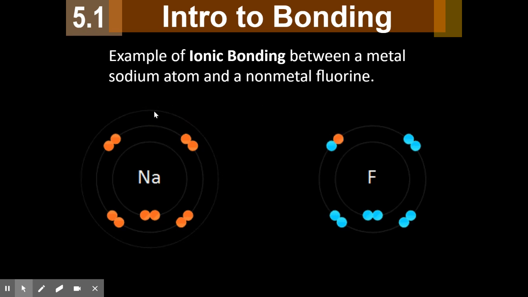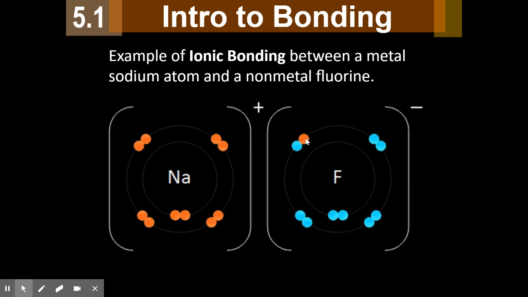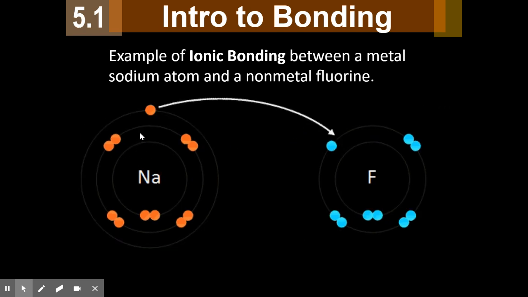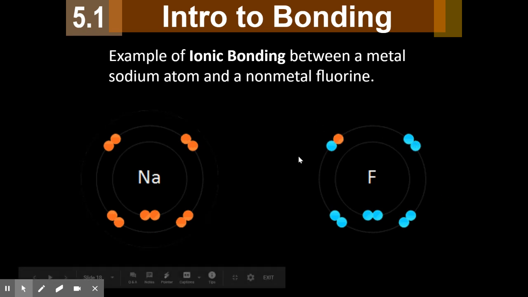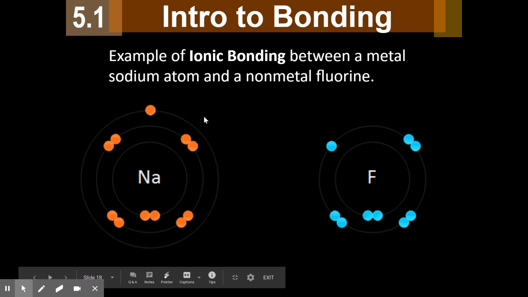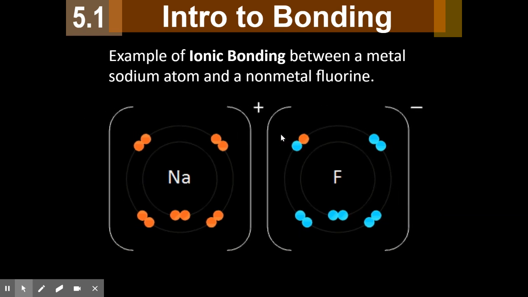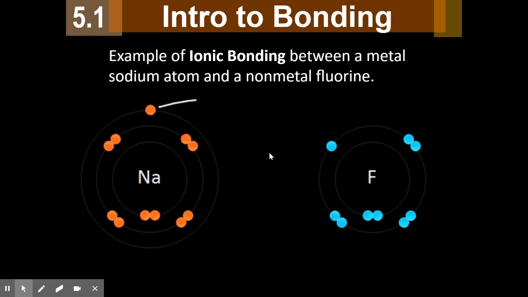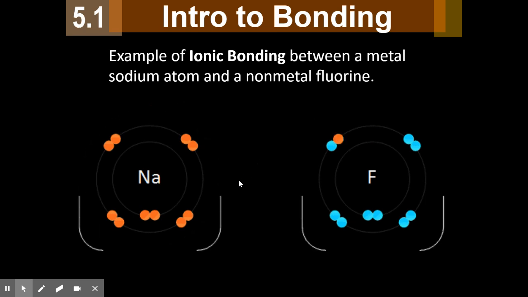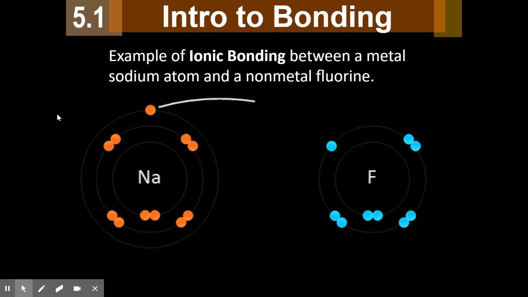So here's the sodium with one electron on the outside, and it gives it to this fluorine, all right? Now take a look. As a result, both of them now have 8 outermost electrons. But now the sodium is positive because it lost an electron, and the fluorine is negative because it gained an electron. And because they have these opposite charges, they will now stick together. This is an example of ionic bonding. It's what we're going to be working on in the next chapter in chemistry, all right?